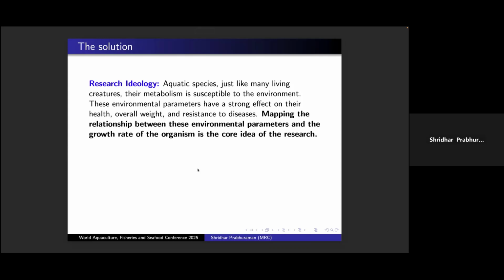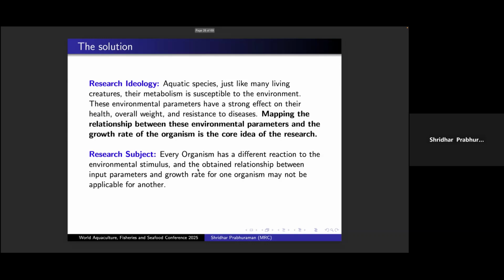The research ideology is that aquatic species, like any other living organisms, have a metabolism that is susceptible to environmental conditions such as the temperature, the salinity, and so on. All the environmental conditions they are present in affect their health, overall weight, the resistance to diseases, and so on. So what we are trying to do is map the relationship between these conditions and the growth rate of the organism. That is pretty much the core idea behind the research.